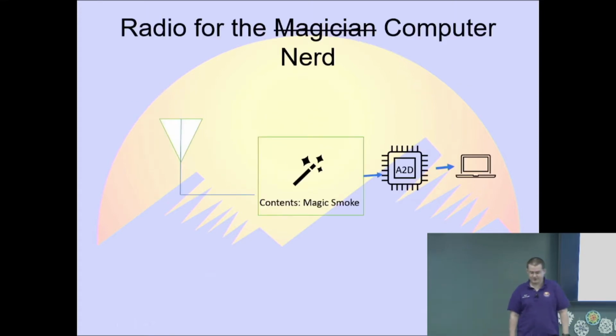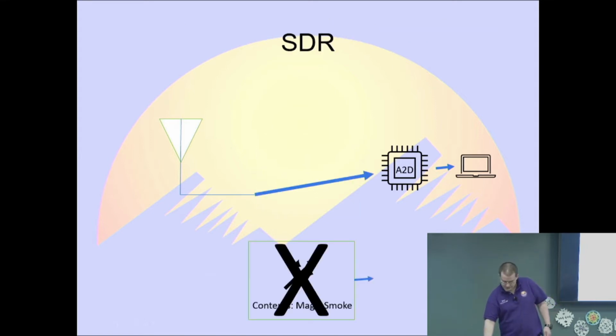So, radio for the computer nerd. We have a box of magic smoke connected to an antenna. The antenna captures signals, magic smoke does its magic, and we plug it into an A to D. Chris showed you an example of an A to D earlier, those SignaLink devices. Then we get some bits in our computer and we can do something with them, or audio, or whatever. With an SDR, we take the box of magic smoke, plug the antenna directly into the A to D, and do all the processing in the computer. Pretty straightforward in a way.